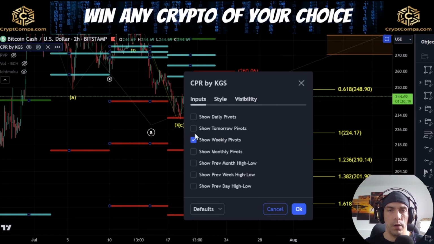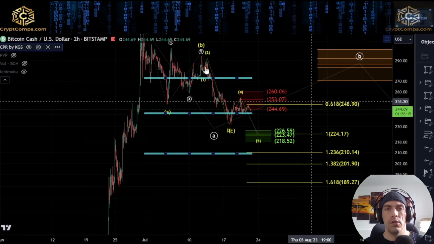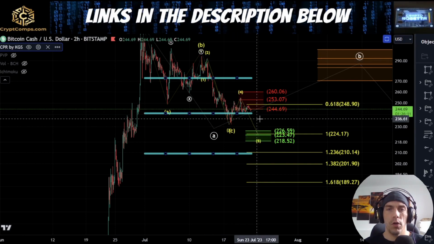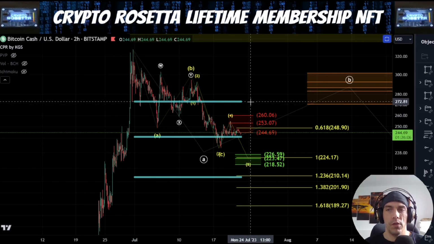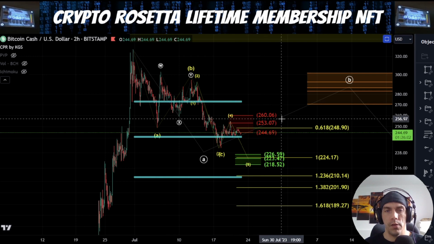Now, moving over here onto the monthly CPRs, what we can see is that our central lines are actually being held at the moment. If we continue to hold this central level, we do have potential to see price move back to the upside here. 272 would be the next possible resistance area back into these lows.